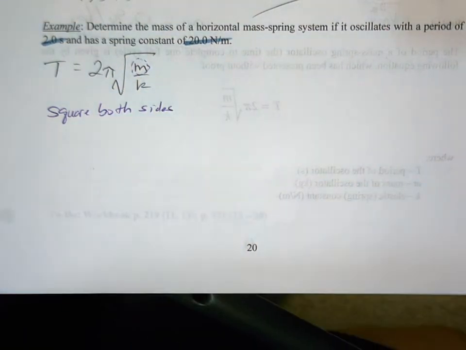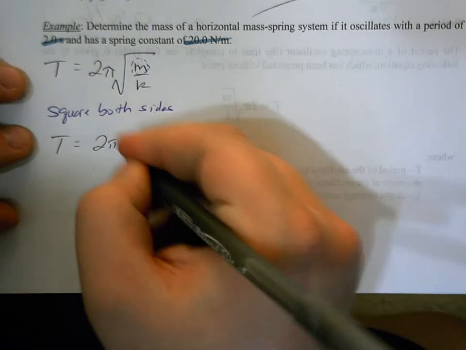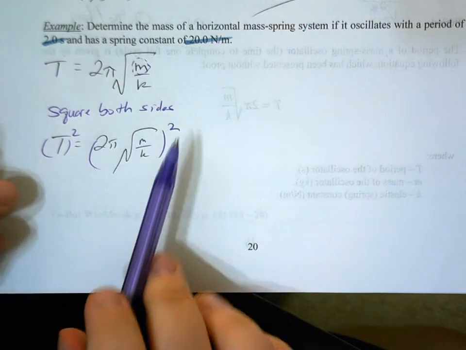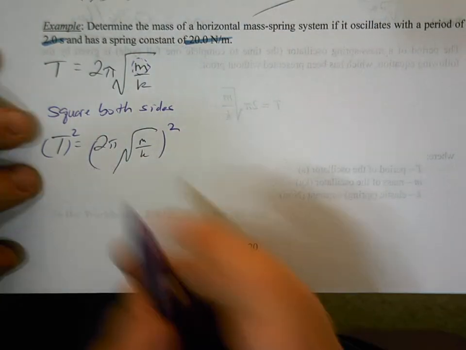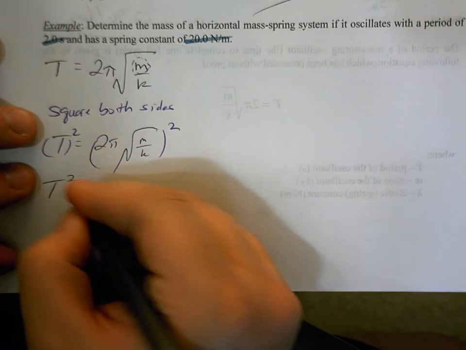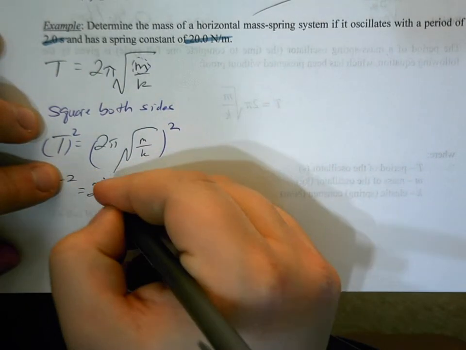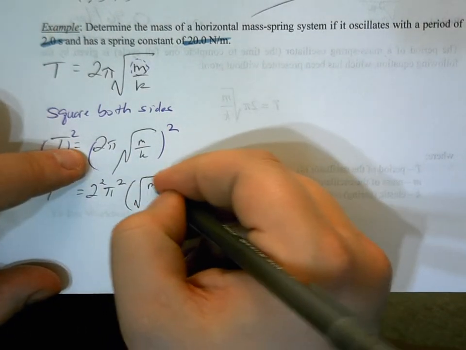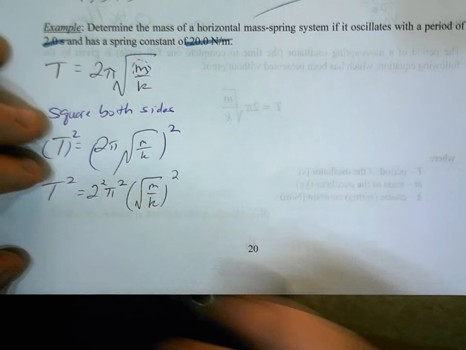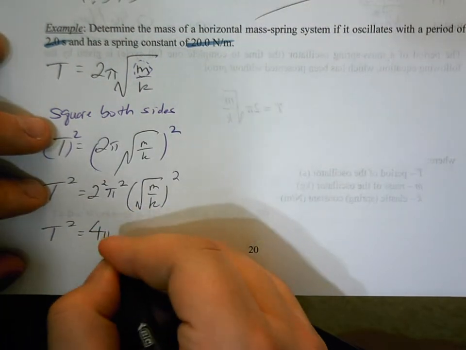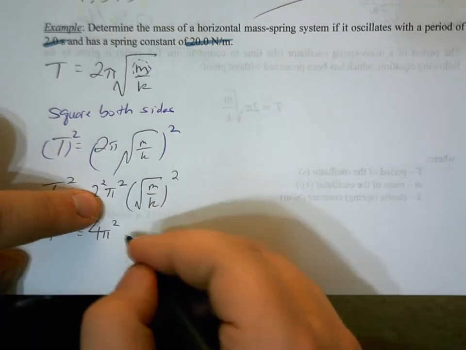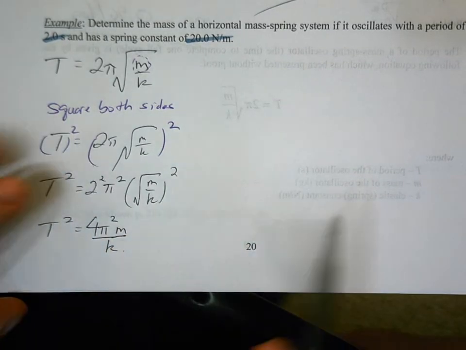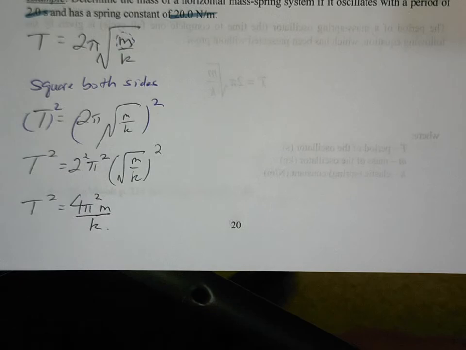So what that means, I'm going to rewrite my equation here. So I got this m over k. So we're going to square both sides. The square applies to everything. So what we have here is t squared. Then we're going to have 2 squared, because that 2 is going to be squared, this pi is going to be squared, and then the square root of m over k, that is all going to be squared as well. So we're going to get t squared is equal to 4 pi squared, and then squaring that square root is just going to get rid of the square root, so then we have m over k. So I have t squared is equal to 4 pi squared m divided by k.